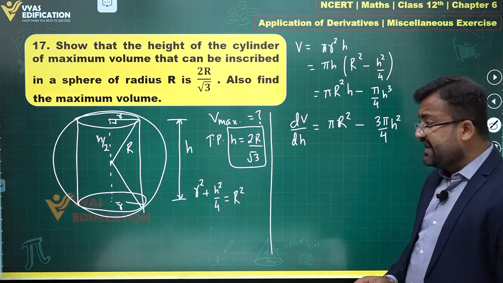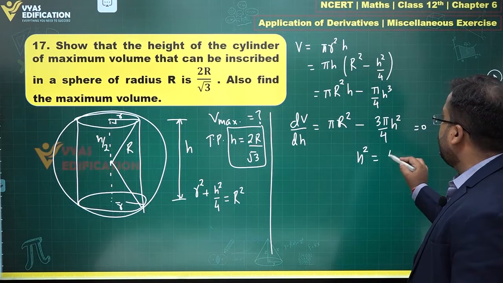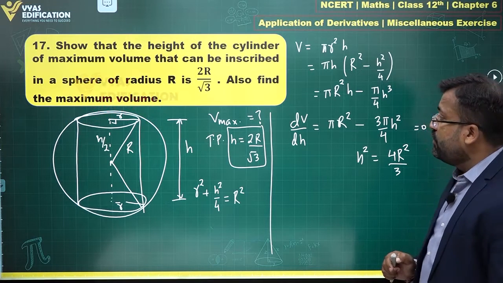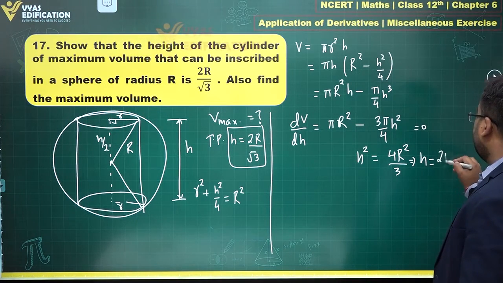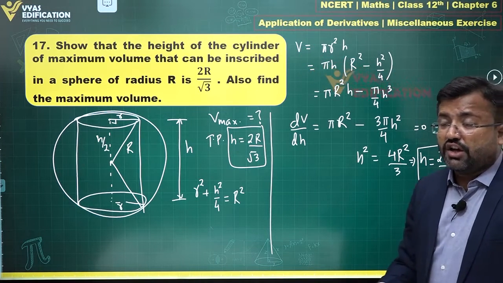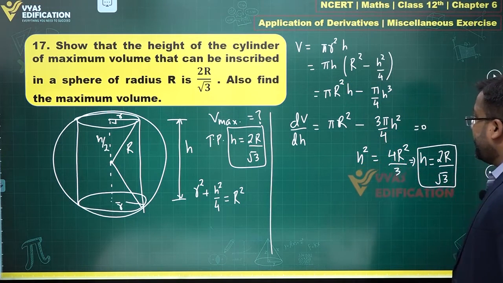And once you have done with this, then you can simply equate it to 0. Get that h square is equal to 4 R square upon 3. This is what you have. h square will be equal to 4 R square upon 3, which tells me h will be equal to 2R upon root 3. This is the critical point. Why not take the minus value? Because h is supposed to be positive. This is the height, right? So we're not considering the negative value.